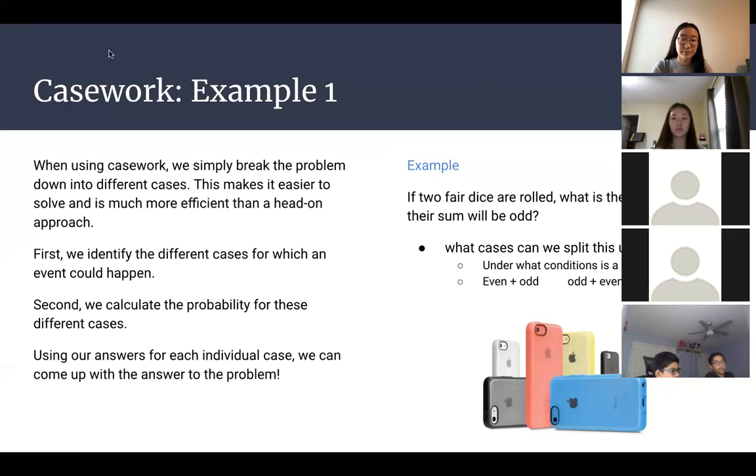And here's an example where you would use casework. If 2 fair dice are rolled, what is the probability the sum will be odd? Well, the only way to make an odd number, if you're adding two numbers, is if you do even plus odd, or you do odd plus even. And so then we just have to calculate the probability of rolling those things.